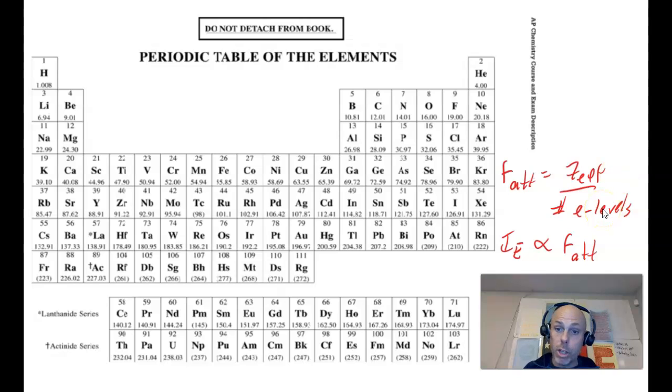The number of energy levels increases, which results in a weaker force of attraction and therefore a lower ionization energy. As we go down a column or down a group, ionization energy decreases due to an increased number of energy levels, resulting in a weaker force of attraction and therefore less energy being required to remove an outermost electron. Down a column, down a group, ionization energy decreases.